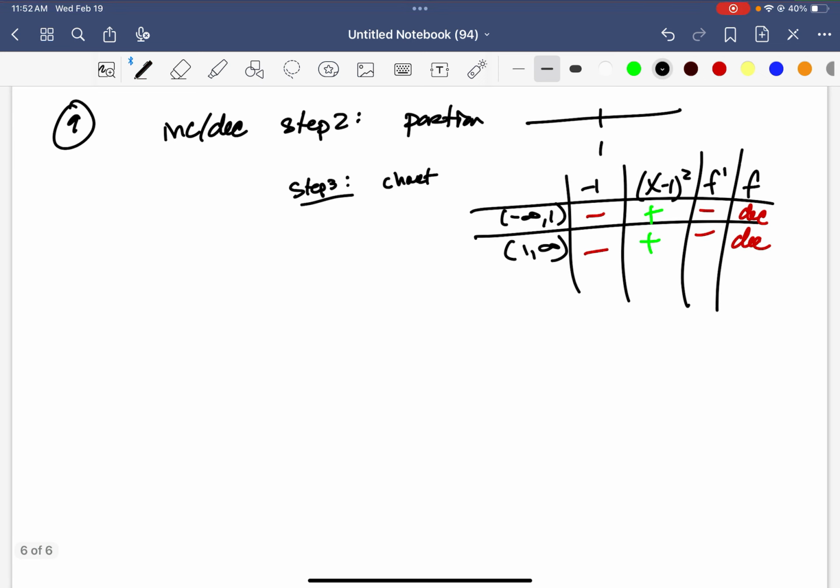Also, don't forget when you chart, I would make this a dotted line to really remind you that you've got a vertical asymptote at x equals 1, so you don't get confused and think that it could have been a min or max. All right, so we have no mins or maxes since f prime never changes sign.